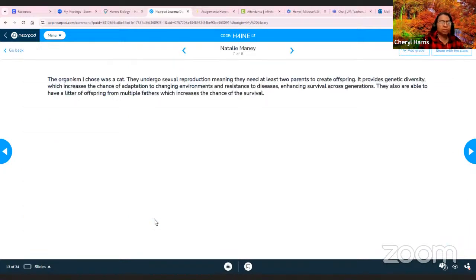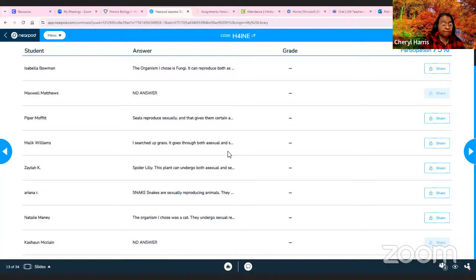All right, Natalie chose a cat. Okay. Increases the chance of adaptations and resistance to disease. That's a good reason for sexual reproduction. That's a good answer. Okay. All right. Because Sean wanted to talk about wolves. For some reason, it's not up there. Maxwell, what would you have picked? Wolves reproduce sexually. They are mammals.